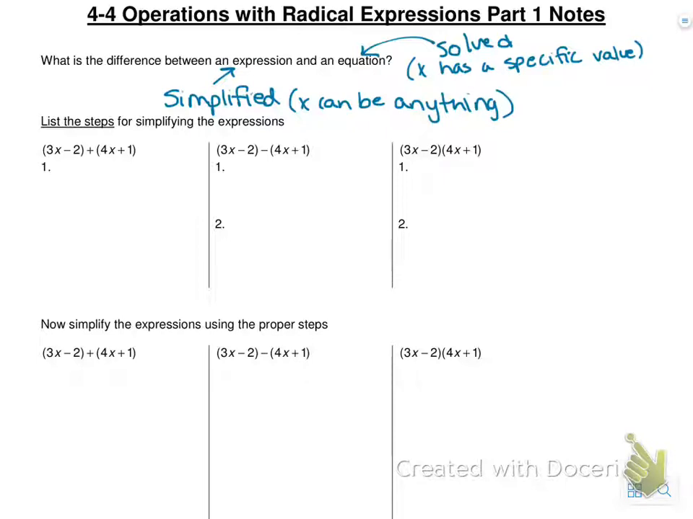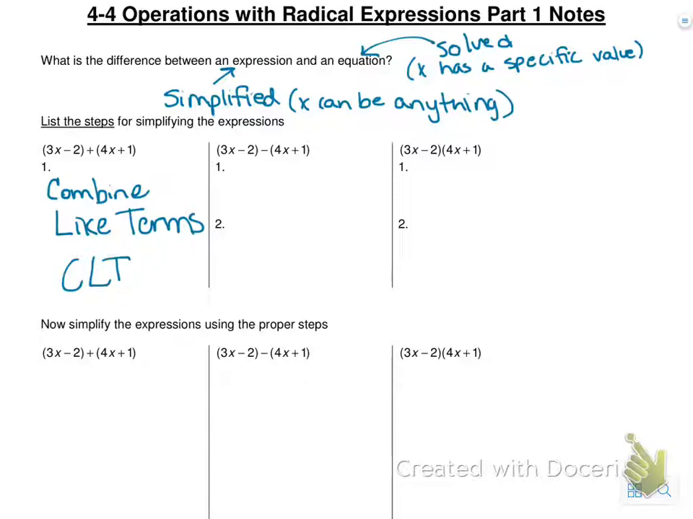So the difference is, one is solved, one is simplified, and x has a particular value. So if we look real quick at these next few, I said list the steps for simplifying. Now we're going to practice first with some that have variables and not radicals just yet, so that we can review our skills with solving. So we have one that's addition, one that's subtraction, and one that's multiplication.